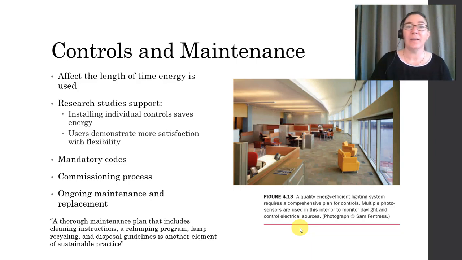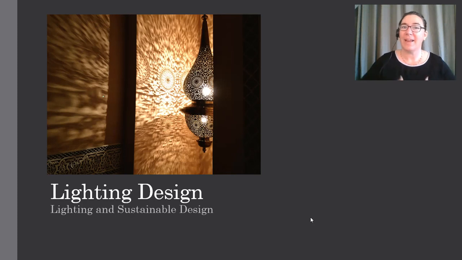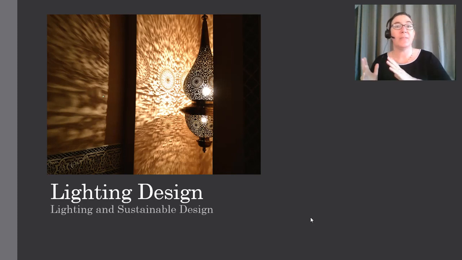Let's tag on a little discussion of maintenance here. Ongoing maintenance and replacement is important to keep your light levels up at design value and make sure that your lighting system is working as you would like it to. Thanks everybody. In this video, we covered some of the other sustainable characteristics of a quality lighting design.